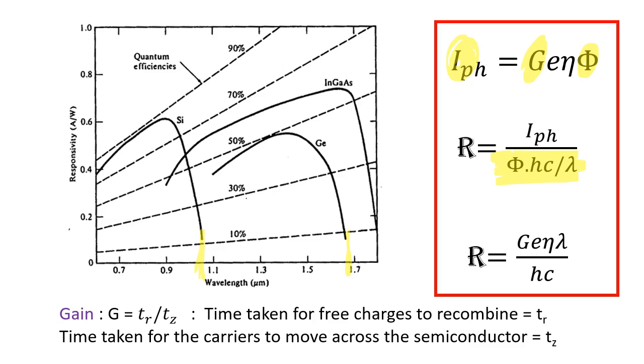and so on. Now there is this term which is the gain, right? This is what I want to discuss. I will discuss that in the next slide, but let me just briefly tell you what it is. It is basically a ratio of two time scales. One is the time taken to generate the charge, right?